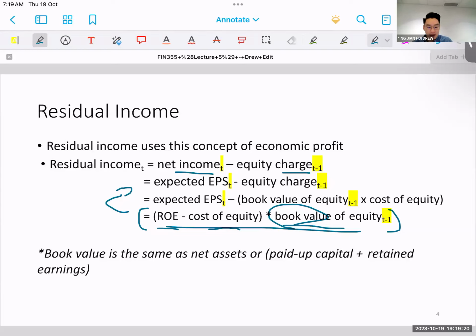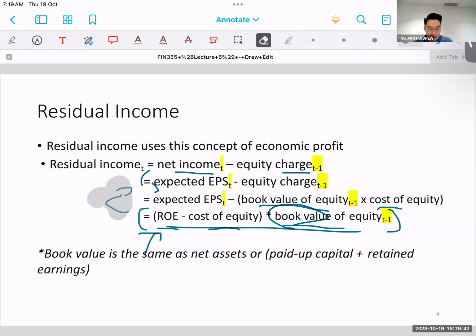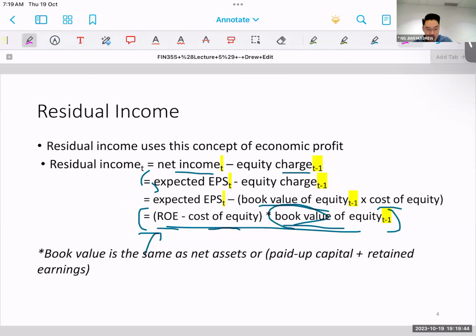Okay, so if you notice the link between net income and expected EPS, it's basically just the net income divided by number of shares. And so equity charge is basically the book value of equity times cost of equity. So, I just want to expand on this a bit. How do we get from here to here, right, in terms of the formulation?